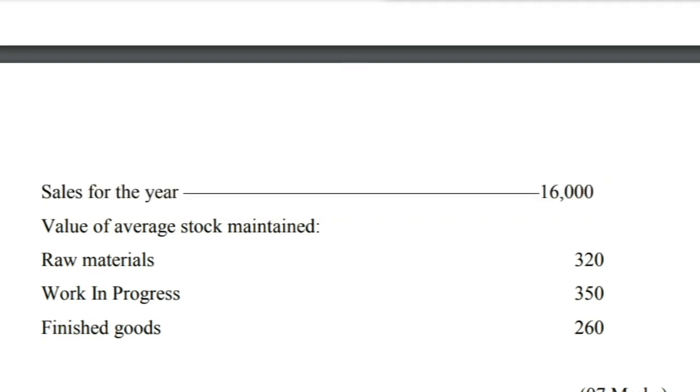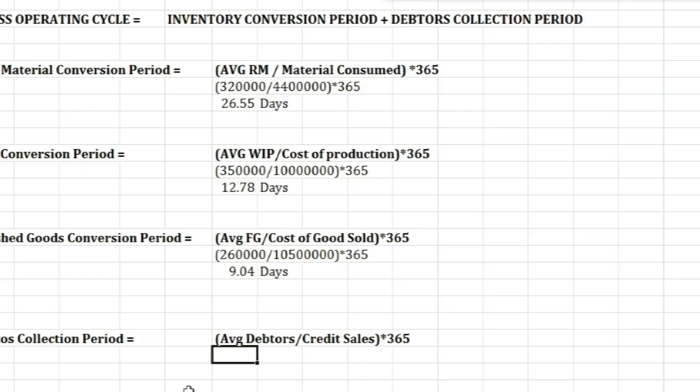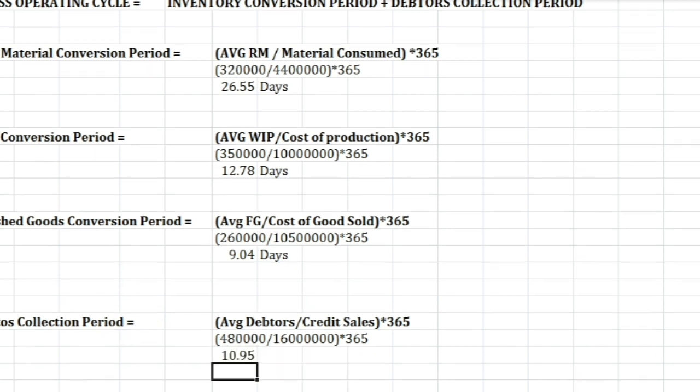Therefore, we can calculate the debtors collection period. Average debtors is given in the question, 480,000, divided by credit sales, also given, 16 million, into 365 days. The final answer for the debtors collection period is 10.95 days.